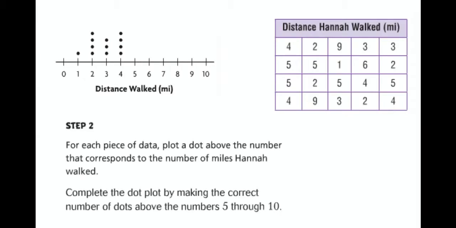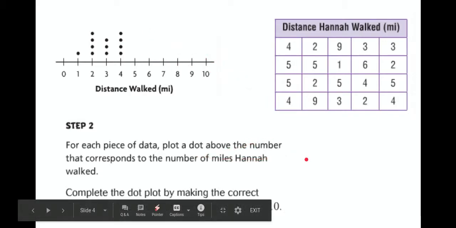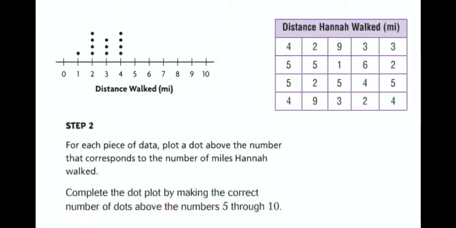So what I want you to do now on your piece of paper, now that you copied this, is to do what step 2 says. For each piece of data, plot a dot above the number that corresponds to the number of miles Hannah walked. Complete the dot plot, making the correct number of dots above numbers 5 through 10. Again, you have experience doing this last year. I believe you used X's. Sometimes they use X's that are stacked on top of each other instead of using dots. It's the same thing. But for 6th grade, we're going to use dots.